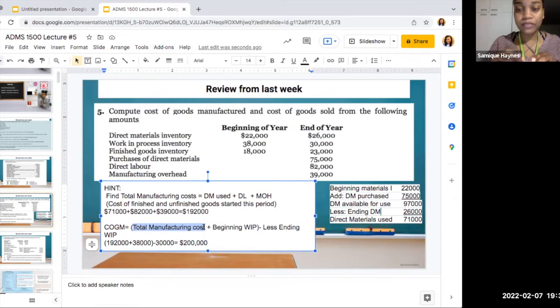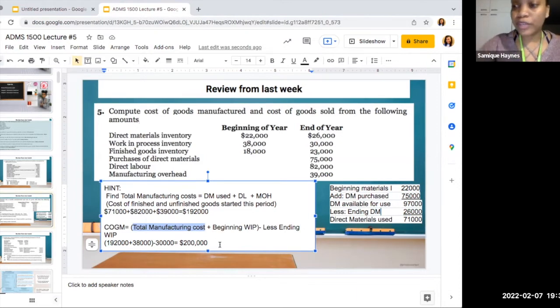right? And then we're going to deduct what's left in ending work in process, which means these are the things that are still not finished at the end of the period. Once we take out what's still not finished, once we deduct all the things that are unfinished, we should be left with what's finished. So $200,000 is $200,000 worth of finished goods, okay?